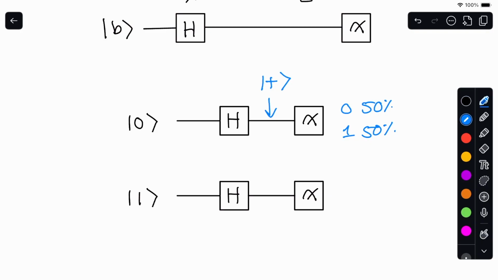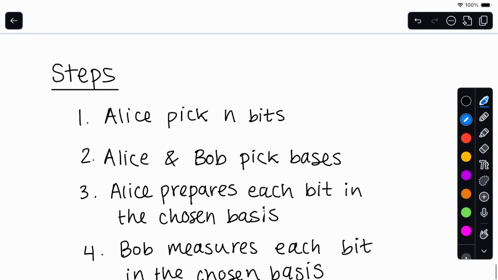If Alice chooses the bit 1, then at this point in the circuit we'll be in the minus state, and Bob will have a 50% chance of measuring 0 and a 50% chance of measuring 1. So in this case where they choose different bases, basically Bob's result has nothing to do with what Alice sent. So they only are going to agree when they chose the same basis. This brings us to the full protocol.